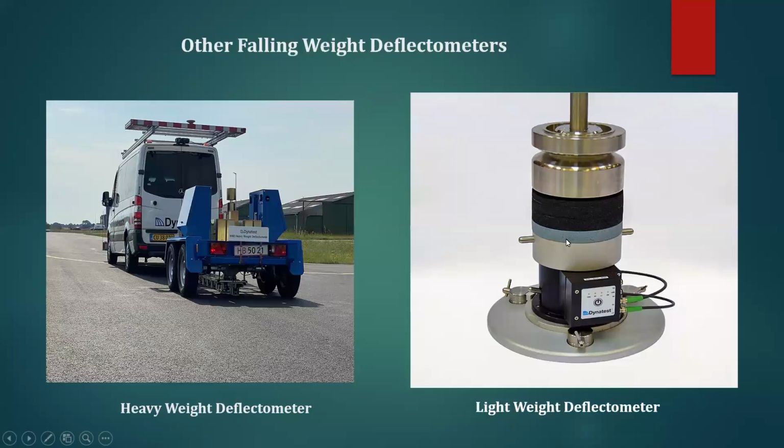The left side, whatever we are seeing, is a heavy weight deflectometer, which is used for structural evaluation of bituminous concrete pavement, especially for airport pavements. On the right side, we are using a lightweight deflectometer. A falling weight deflectometer costs about crores of rupees, but a lightweight deflectometer costs about 6 lakh rupees. So nowadays, most engineering colleges are purchasing this lightweight deflectometer and carrying out some research work.